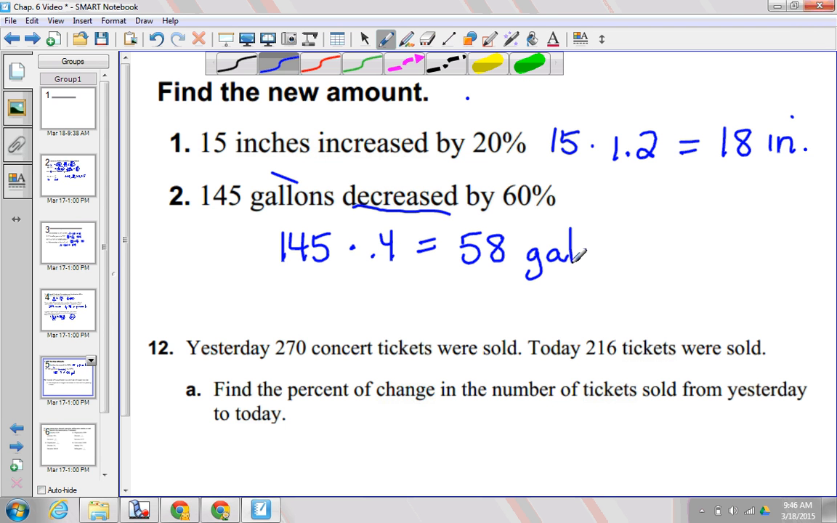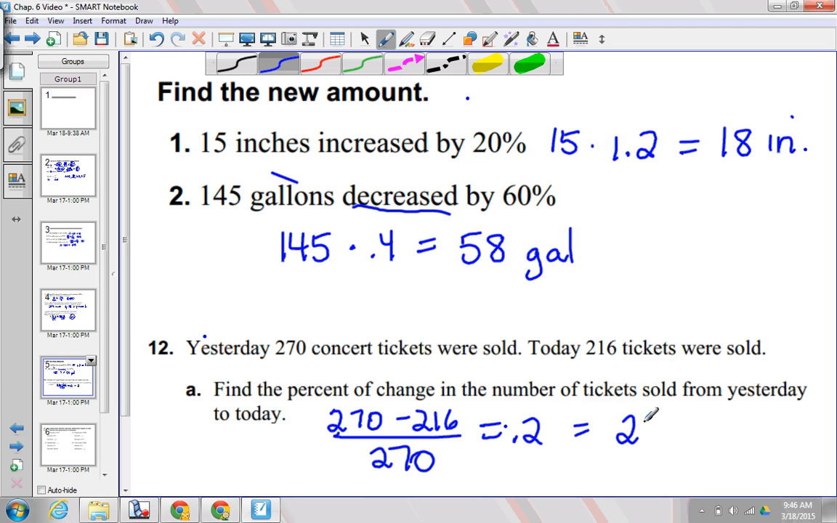For number 12, we're finding the change from one day to the next, so we have to find the difference, 270 minus 216, and divide by the original number. This gives us 0.2, and we write that as a percent, so that's 20%. And that would be a decrease because it's going down.